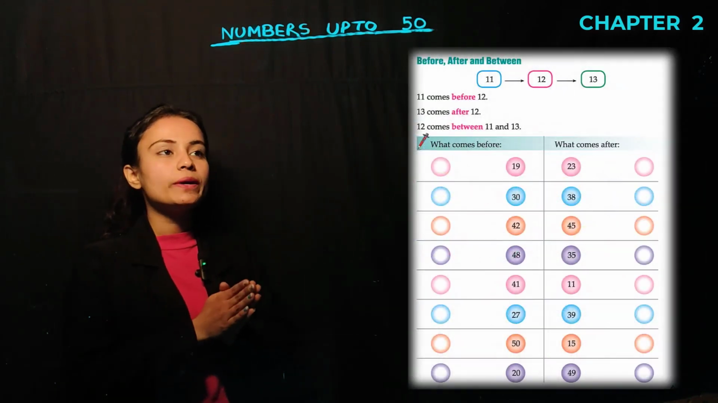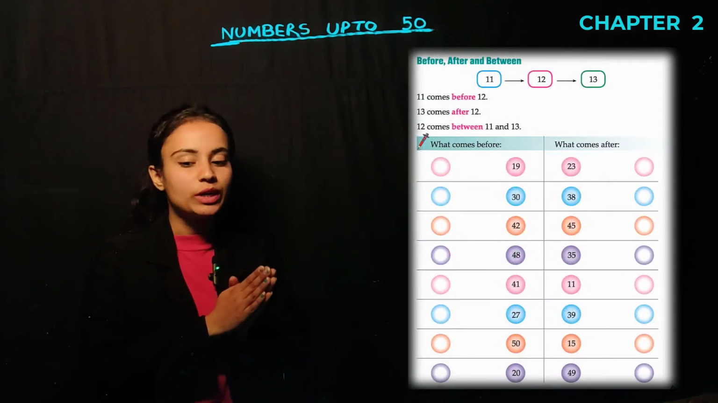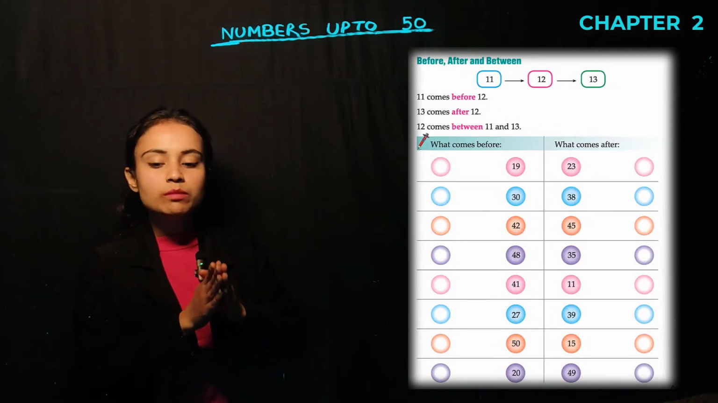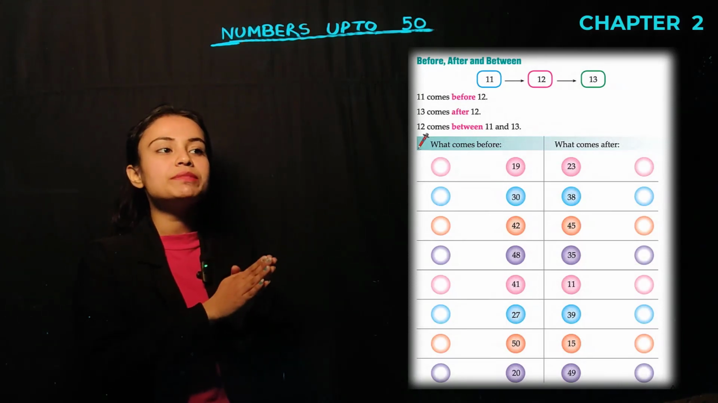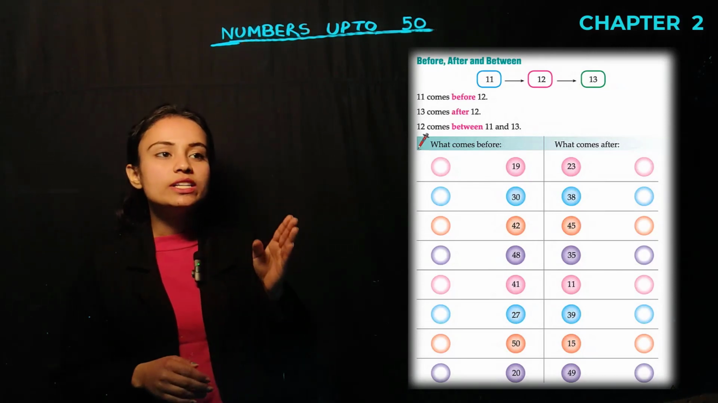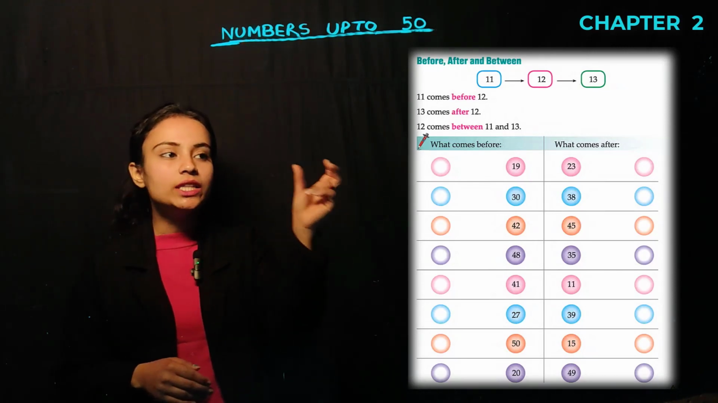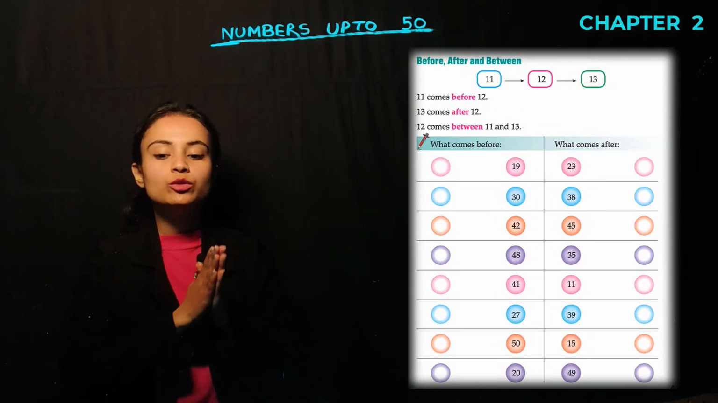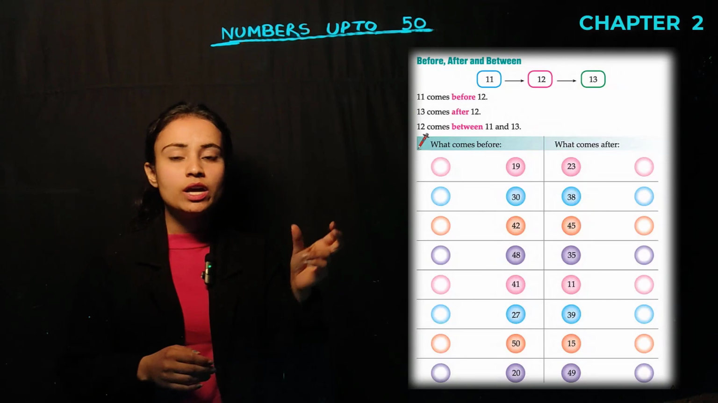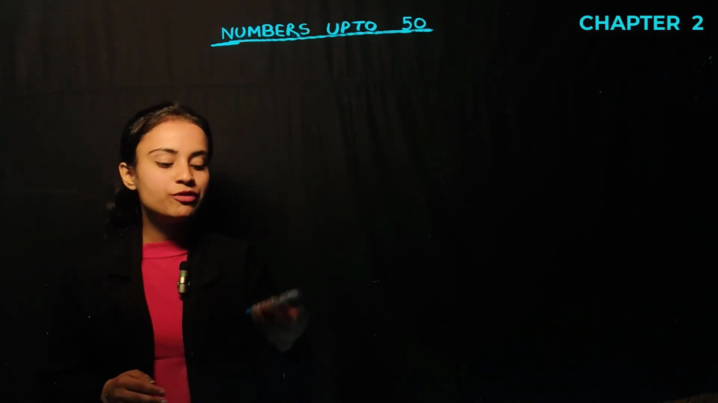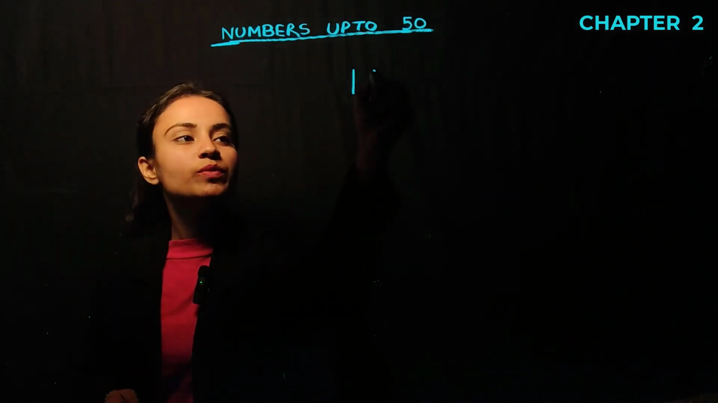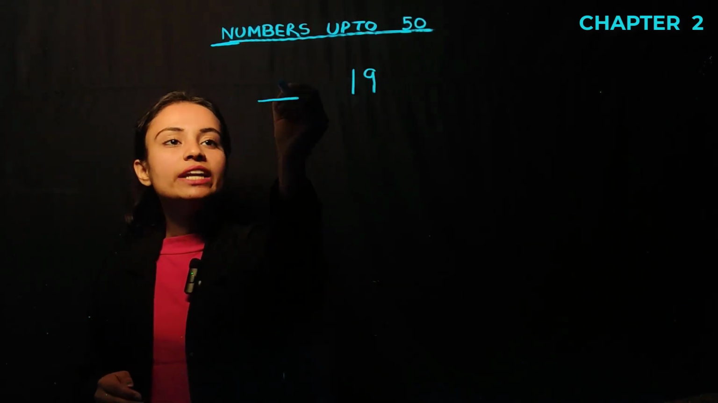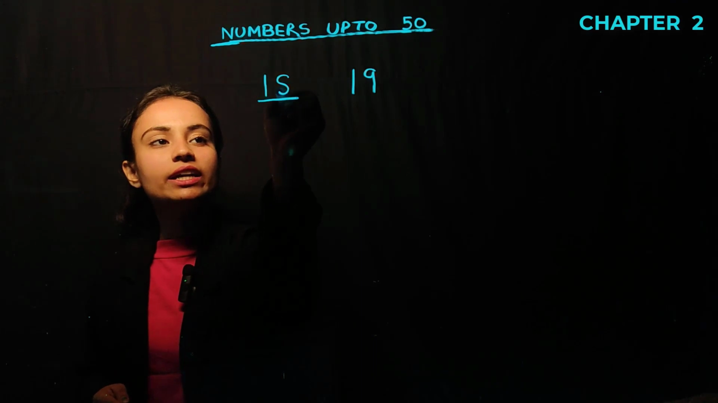Our next topic is before, after and between. Here, three numbers are written: 11, 12 and 13. 11 comes before 12, 13 comes after 12 and 12 is in between 11 and 13. Let's move on to some exercises. In the first one, we have to write what comes before. Here some numbers are written, like the first number is 19 and we have to write a number which comes before it. Before 19 we have 18, so we'll write 18 here.